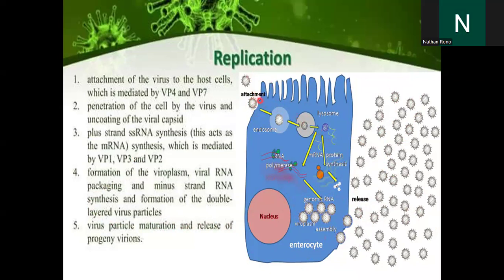So there's attachment, then uncoating, then synthesis of the single-stranded RNA mediated by the viral proteins, then formation of the viral plasm. Then proliferation occurs. After maturation, they are released. Then they go infect another enterocyte, another one, and that's how they replicate. Okay? Have you understood?